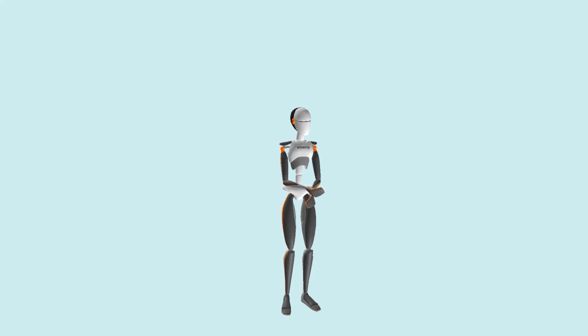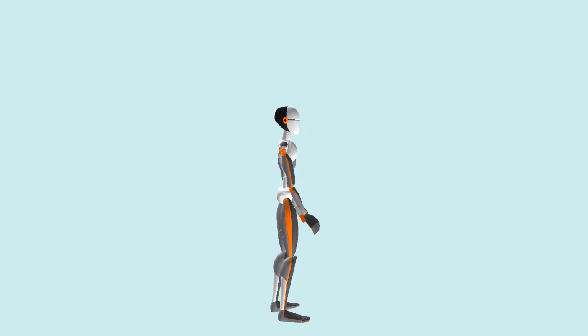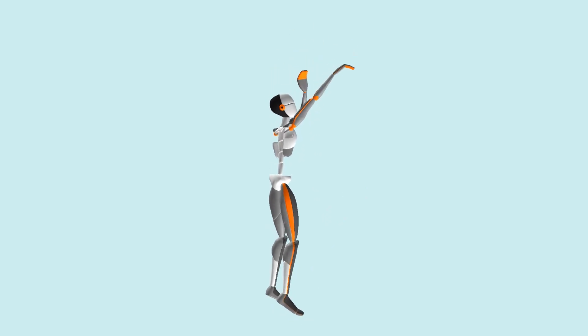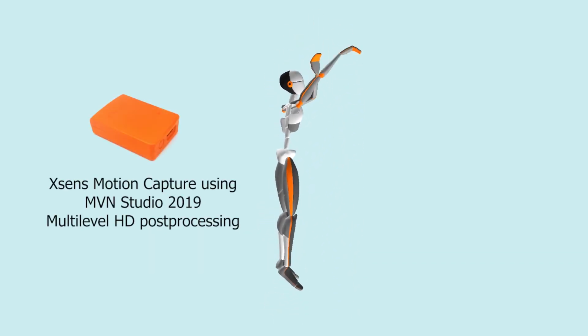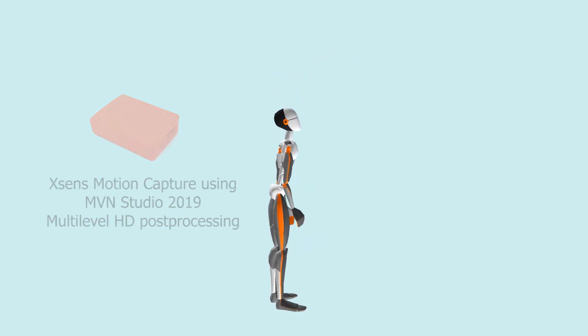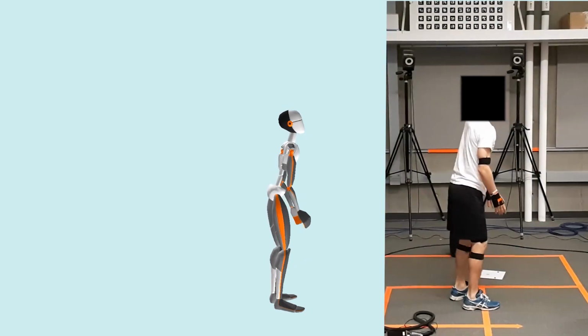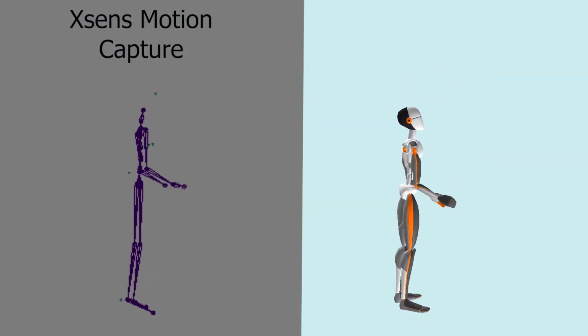Once instrumented, we had subjects perform a number of dynamic activities. The first was a series of basketball jumps. Data were recorded in real time by the XSense motion capture system and post-processed in MVN Studio using the multi-level HD post-processing pipeline. Visually, this system indeed captures subject jumping motions. Captured motion was exported to Maya and used to drive a human skeletal rig.